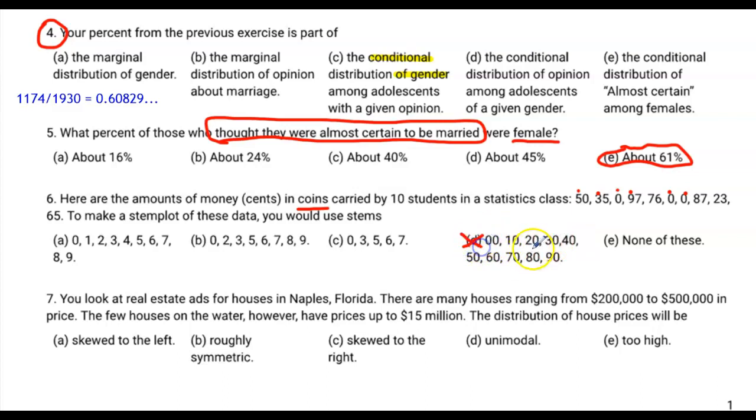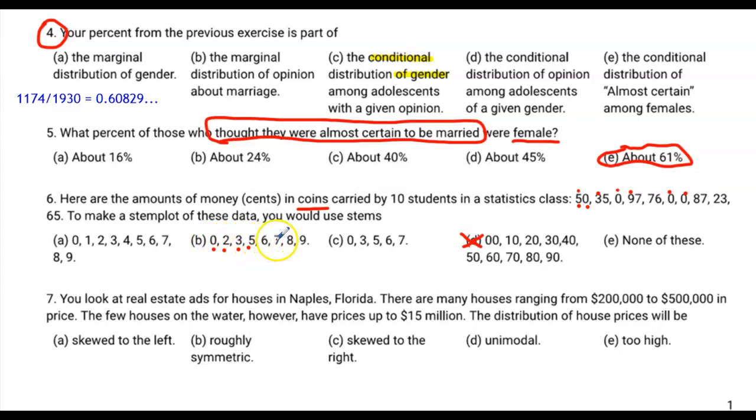We're not going to combine 2 numbers with a leaf, because remember, in order to make a stem and leaf plot, this would have the stem of 5 and the leaf of 0. So we're looking for single digits here. Also, when you're doing a stem and leaf plot, you can't jump numbers.